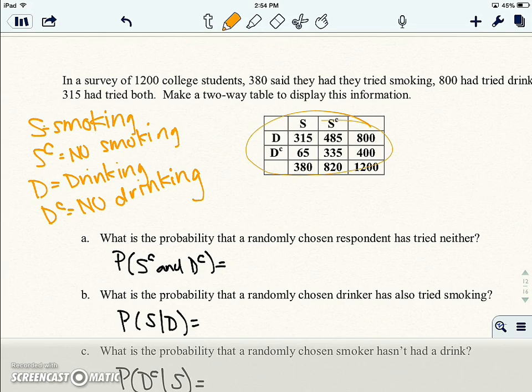Now we're going to answer the questions. What is the probability that a randomly chosen respondent has tried neither? Once they said randomly chosen, we know that our denominator is the full amount, so 1,200. And don't smoke, don't drink, that's 335.